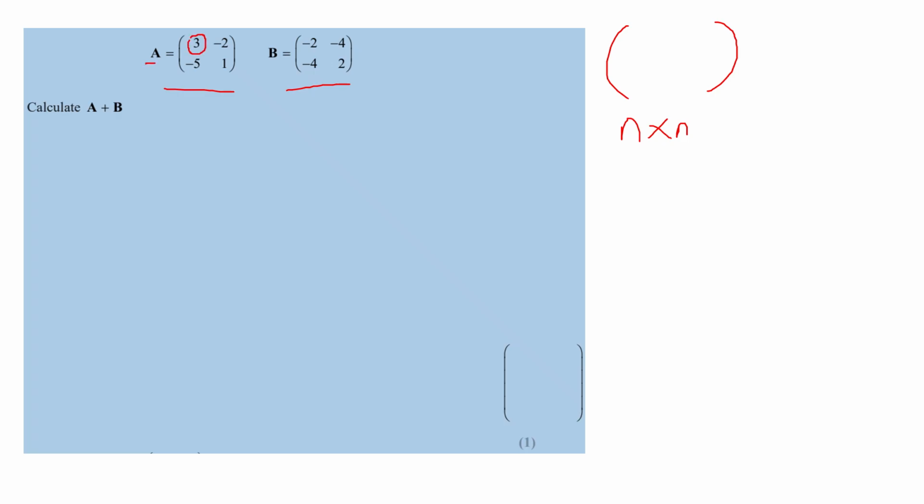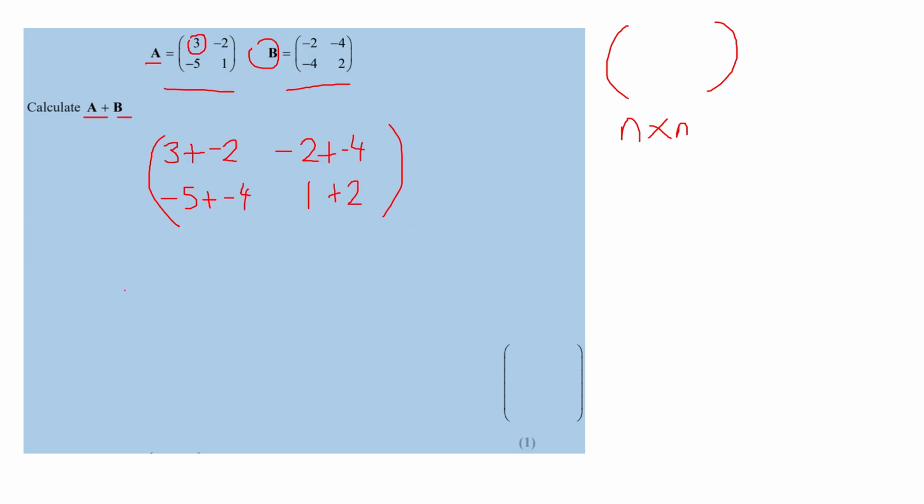You're going to add your top components. So we have matrix A, which is 3, minus 2, minus 5 and 1, and matrix B is minus 2, minus 4, minus 4 and 2, and we want to calculate A plus B. All we do is add our top components. We're going to have 3 plus minus 2, then minus 2 plus minus 4, then minus 5 plus minus 4, and then finally 1 plus 2.